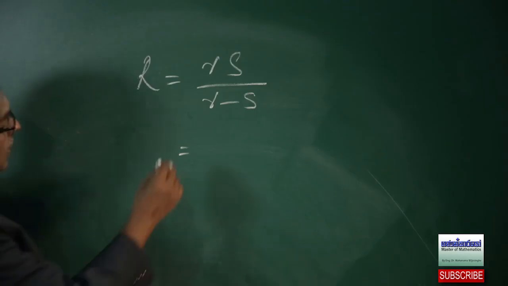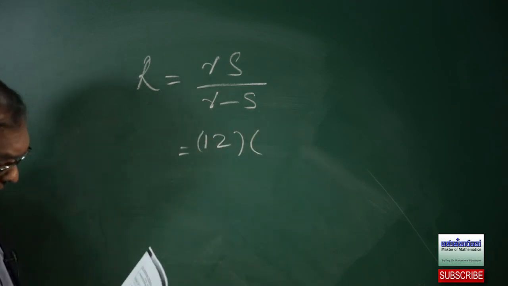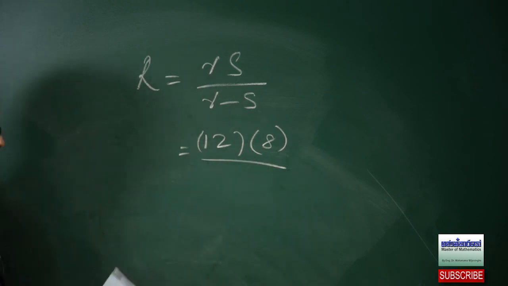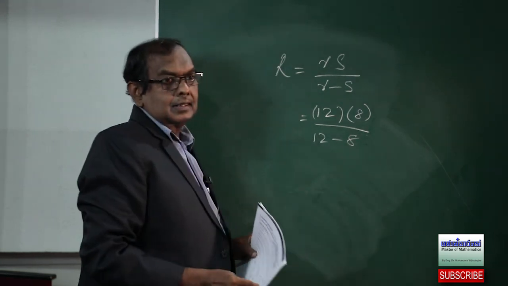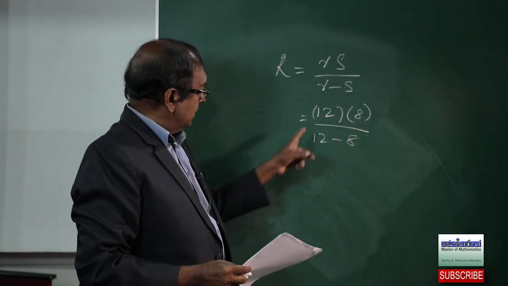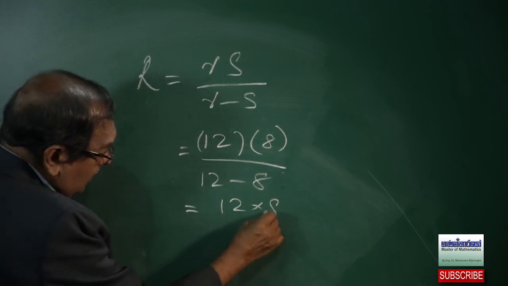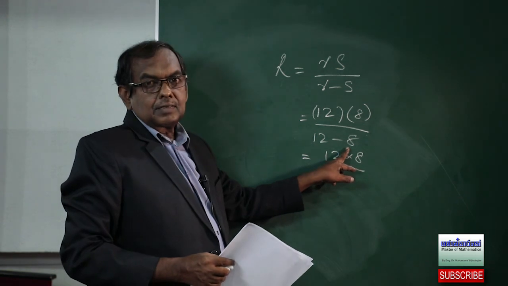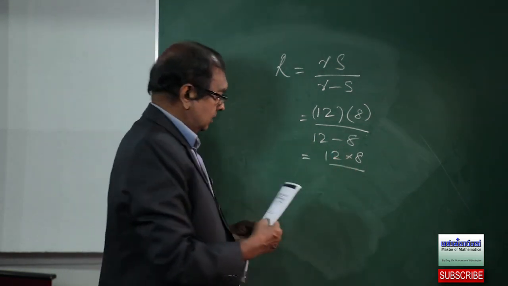R equals 12. S equals 8. We directly substitute these values. Then 12 into 8, 12 minus 8. What is the value of that? 12 minus 8, 4.